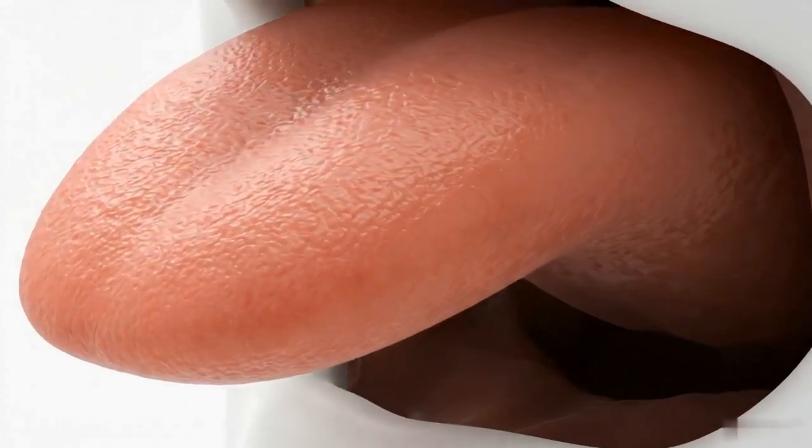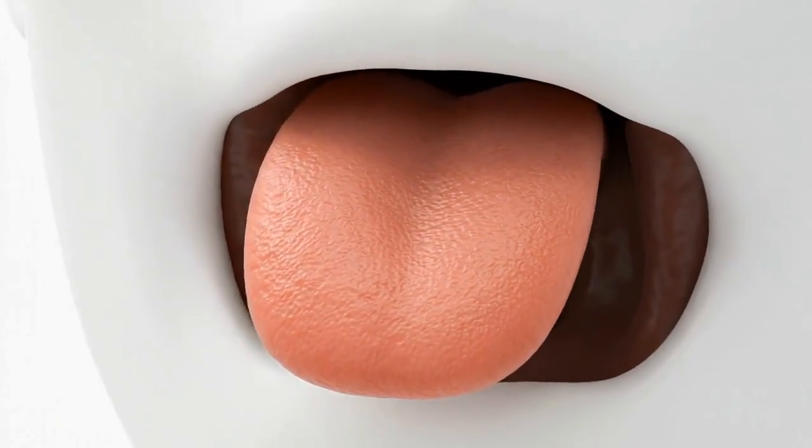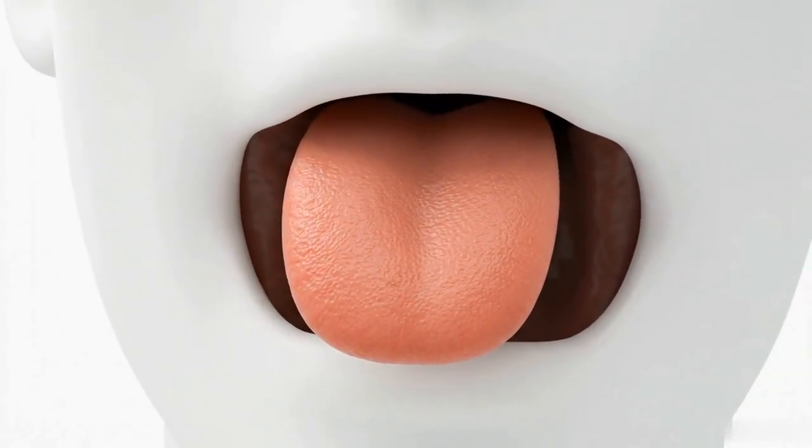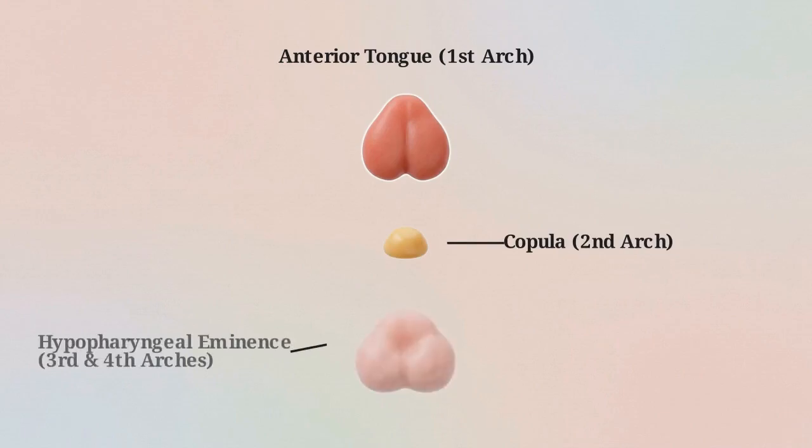Shifting our focus caudally, we look behind the newly formed anterior body to the remaining elevations in the pharynx floor. Behind the oral tongue, 2 structures appear, the copula and the larger hypopharyngeal eminence. The copula forms from the ventromedial parts of the second pharyngeal arch. The hypopharyngeal eminence develops from the mesenchyme of the 3rd and 4th pharyngeal arches.